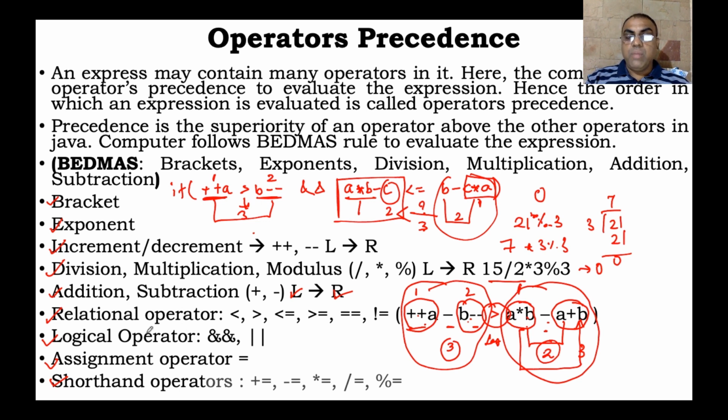You need to know them. You can be asked in the exam a very simple question: arrange in the order of precedence. I have given you less than, I have given you plus plus, and I have given you, let's say, asterisk. So which one will work first? You should write: plus plus will work first, followed by asterisk, followed by less than, and then you will have and. So the order in which the operators get executed is your order of precedence.